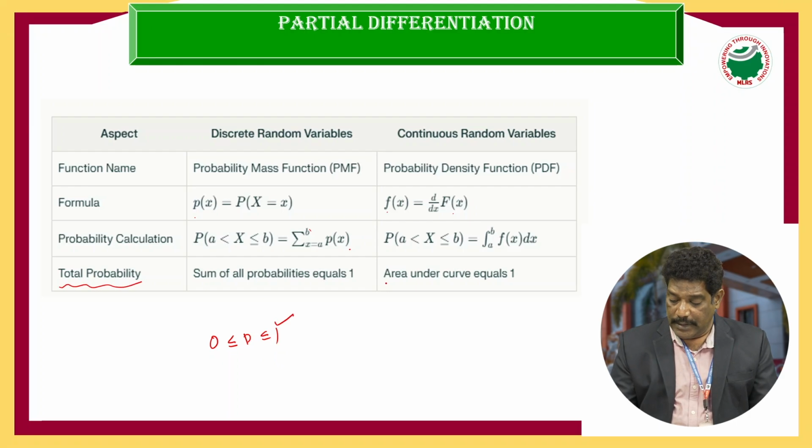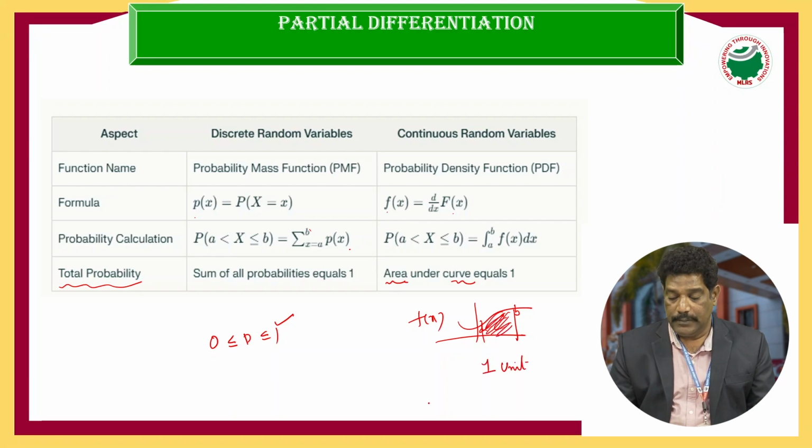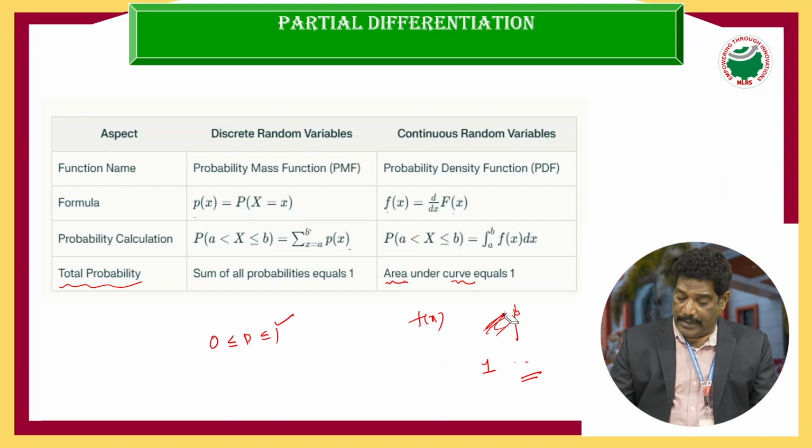And in this case, the area under the curve equals 1. Whatever the function is, we may have some graph for it. Draw the graph from point a to point b; this total area becomes only 1 unit. This way, we can define the probability distribution function.